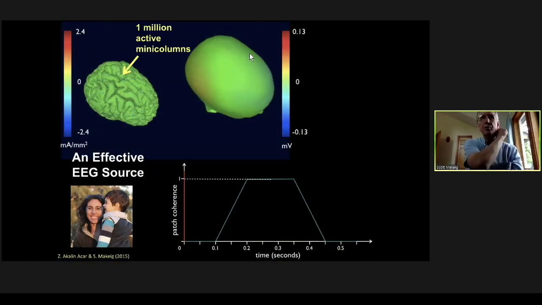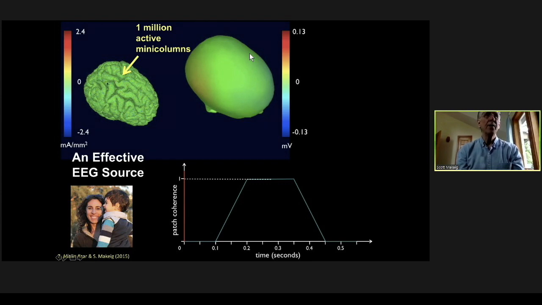So I asked Zeynep to make an animation. I said, well, take your cortex and separate it into 1 million voxels, each the size of a mini column, and give them all EEG waveforms, but independent waveforms. And so they're all doing their own thing, and there's no synchrony. And then see what happens to the scalp EEG signals that emanate from this very busy brain. And so that occurs at the beginning of this animation.